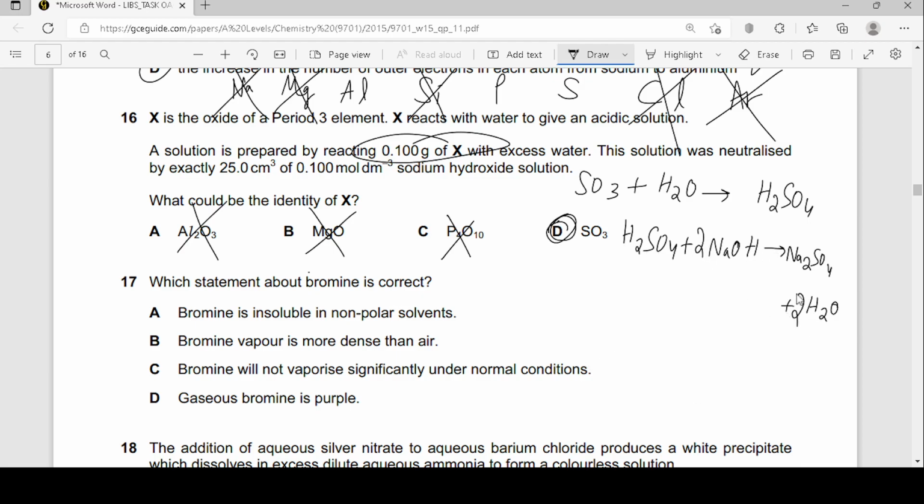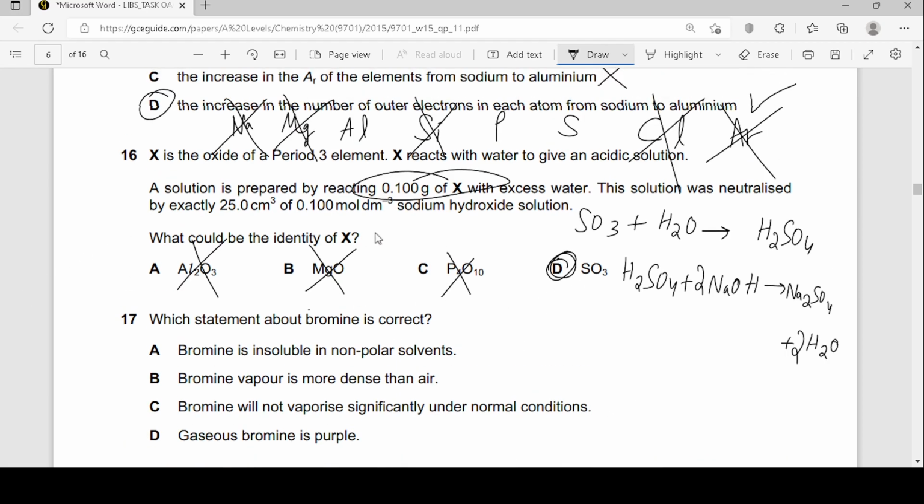Now, again, I calculated this before, but I erased it, so let me just calculate it out again in my calculator. We had 0.0025 moles of this, right? So then how many moles of H2SO4 do I have? I have half of that. So that is 0.00125 moles of H2SO4. I write that down over here as well.